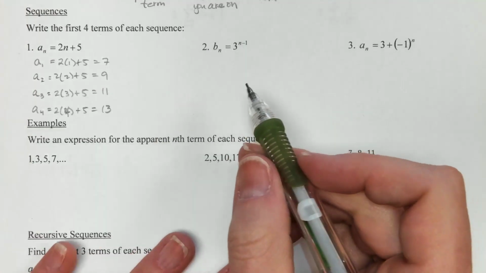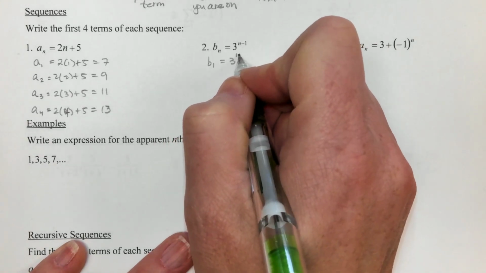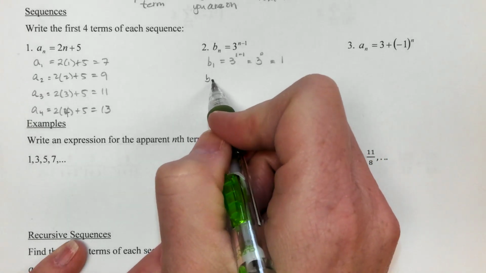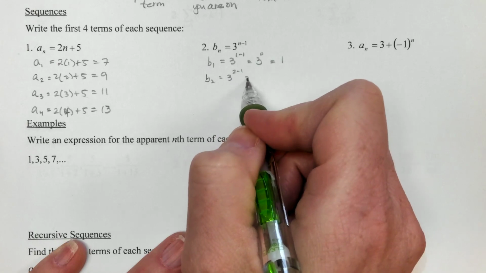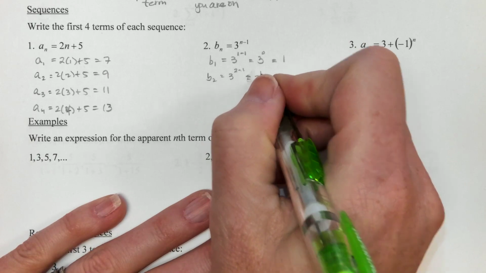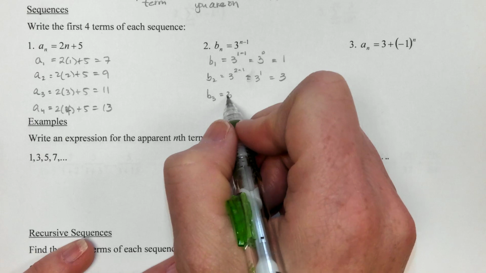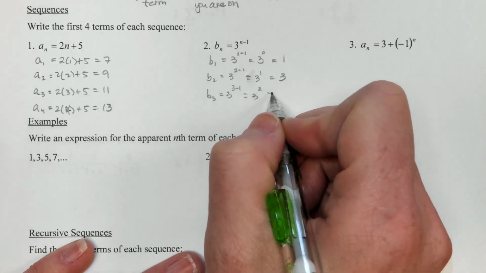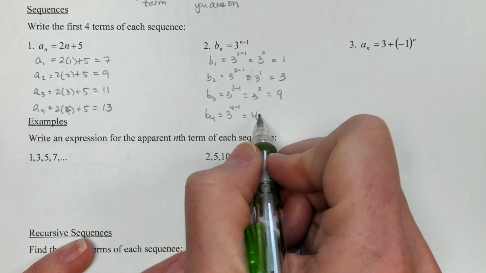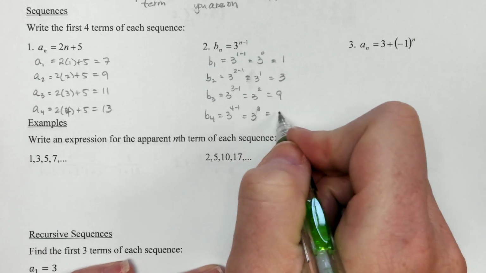Next up, we're going to do the exact same thing, only this is an exponential, so we'll have to be a little bit more careful when we're doing our math. So 3 to the 1 minus 1, that's 3 to the 0, which is 1. Second term, we're plugging in a 2, so I've got 3 to the 2 minus 1, which equals 3 to the first, which is just 3. The third term is going to be 3 to the 3 minus 1, which is 3 squared, which is 9. And the fourth term will be 3 to the 4 minus 1, which is 3 to the third, which is 27.